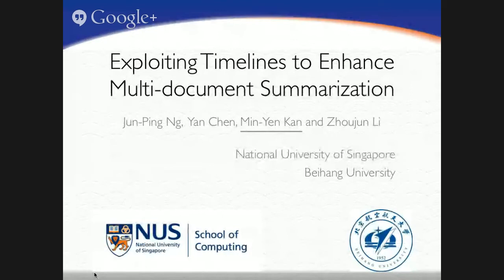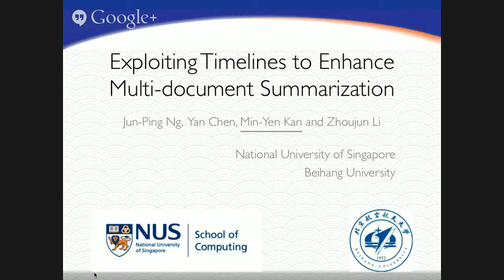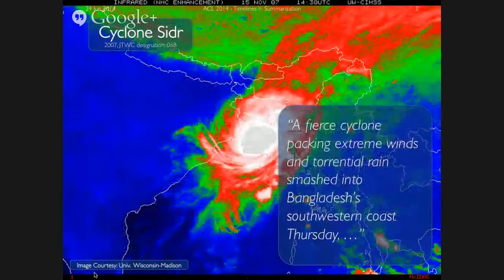All right, our last talk is Exploiting Pipelines to Enhance Multi-Document Summarization. Hi everyone, I'm standing between you and lunch, so I'm going to summarize my summaries. This is work done by my PhD student Jinping Ng and his collaborators Yan Chen and Zhoujun Li at Beihang University. Normally he would be here to present, but he's stuck between his old job, working with me at NUS, and his new job, and neither of us will finance his trip here. So in any case, let's get started.